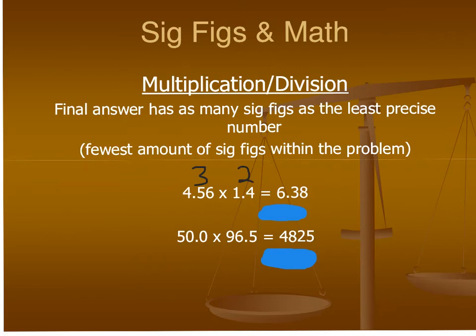If we multiply 4.56 times 1.4, our answer should equal 6.38. But knowing what we know now, our answer can only have as many sig figs as the number with the fewest amount of sig figs in the problem. So that would be 1.4. Therefore, our answer must only have 2 significant figures. So if we look, we need to round this up to 6.4.